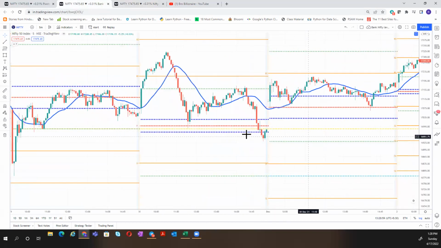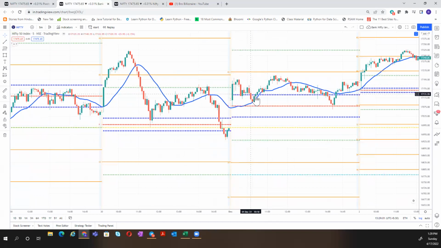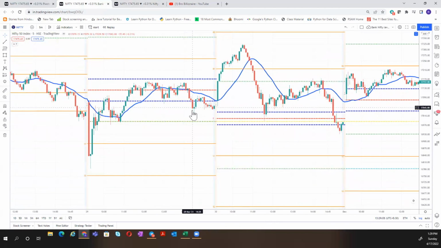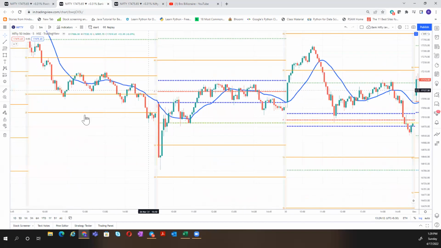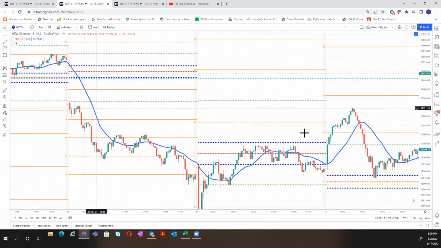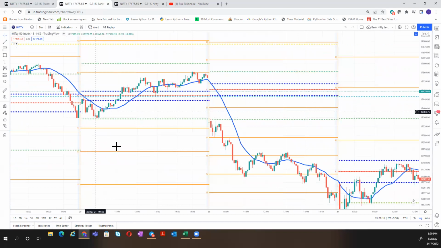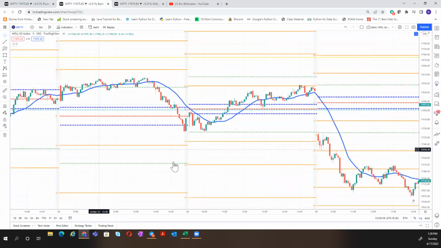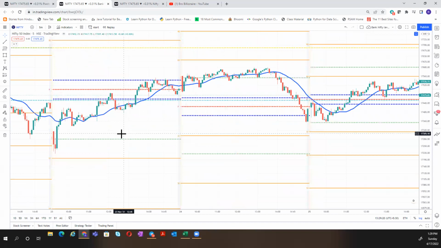What is happening? Okay, above CPR belongs to bias. Now, any number of times it breaks, it goes to bias. See here, bias. Below CPR is sellers. You have to think that way. Sellers, yes. People think that way. Below CPR is sellers, above CPR is buyers. Above R1, you have a big trend. Below S1, you have a big trend.